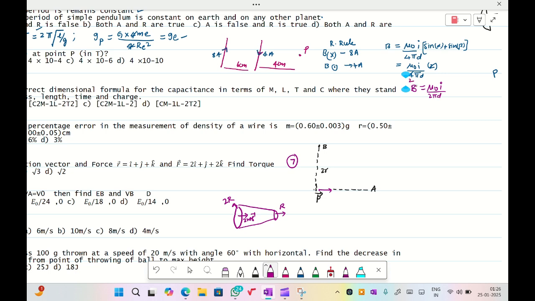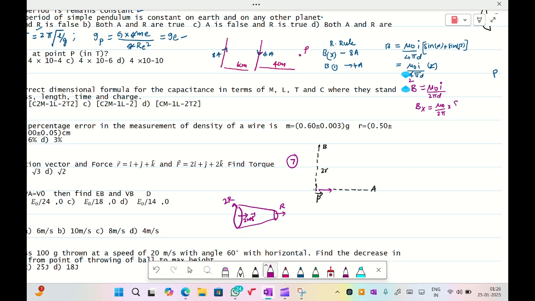Mu naught I by 4 pi d, B is proportional to I, B is proportional to 1 by d. But infinite rod means this will be 2 pi d. So now substitute here: B in equals B out, but opposite in direction, that equals mu naught by 2 pi, which is common.